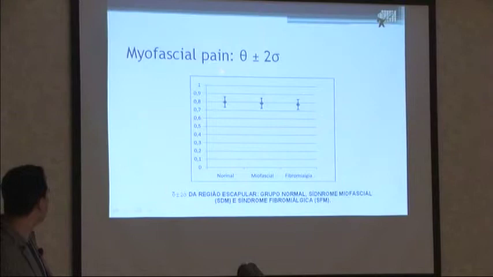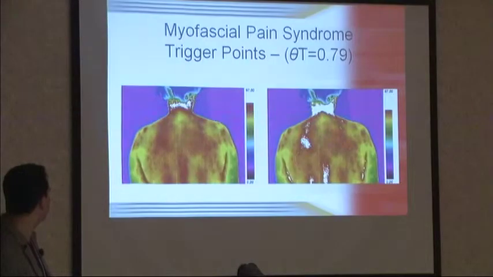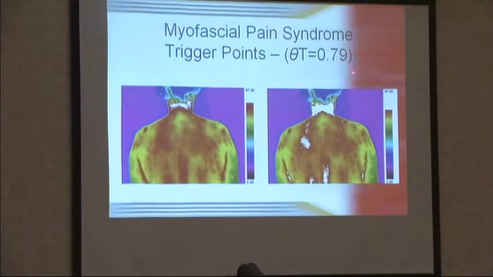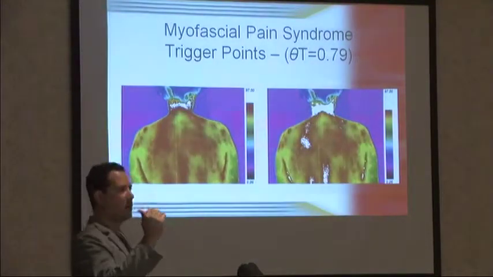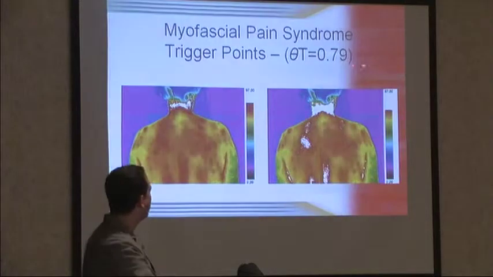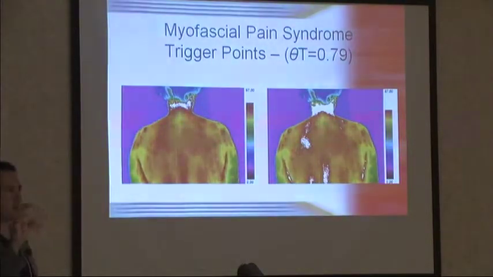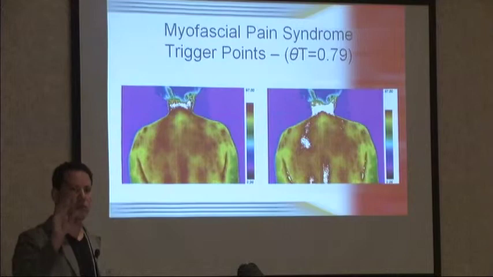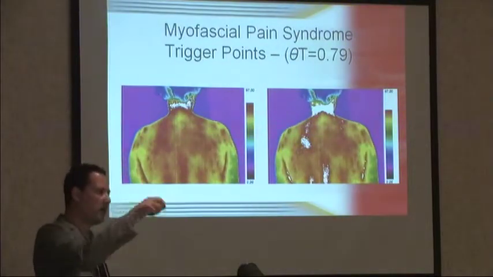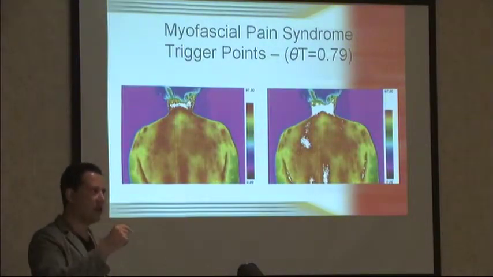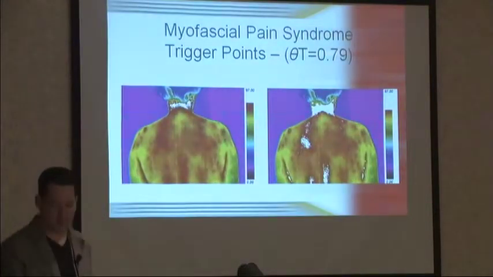For myofascial pain, comparing normal, myofascial pain and fibromyalgia. This is very interesting because when you use 0.779 in isotherm, you can find high temperatures on the trigger points. So when you have trigger points, you have values above 0.79 and identify the trigger points. But you use this to confirm the disease, to make needling after this, to see the results before and after.